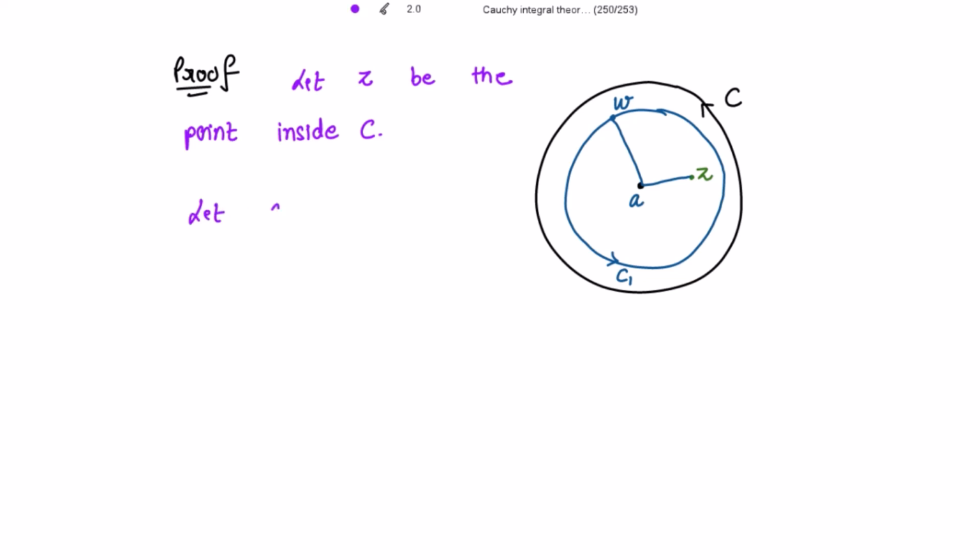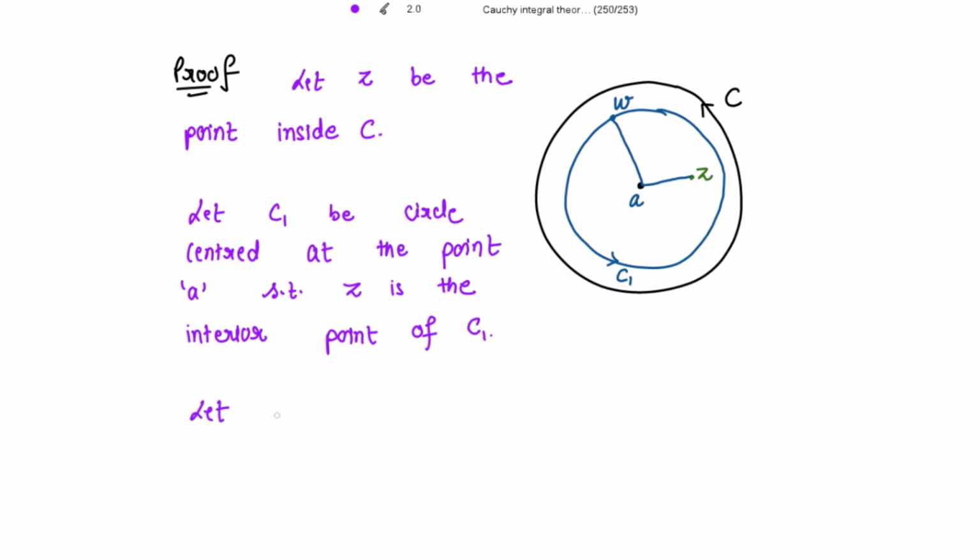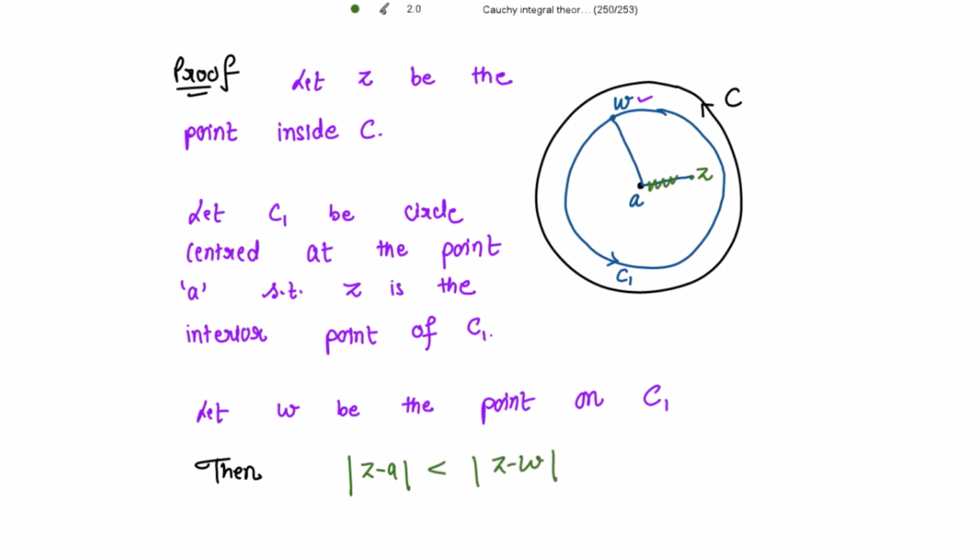Let's write this. Let C1 be the circle centered at the point A such that z is an interior point of C1. Let W be a point on C1. We have also taken another point W on C1. Then the mod of z minus A is strictly less than the mod of z minus W. Yes, this distance is strictly less than this distance, right? Let me take this mod to the denominator. So this implies mod of z minus A divided by mod of z minus W is strictly less than 1. Please mark this as star.